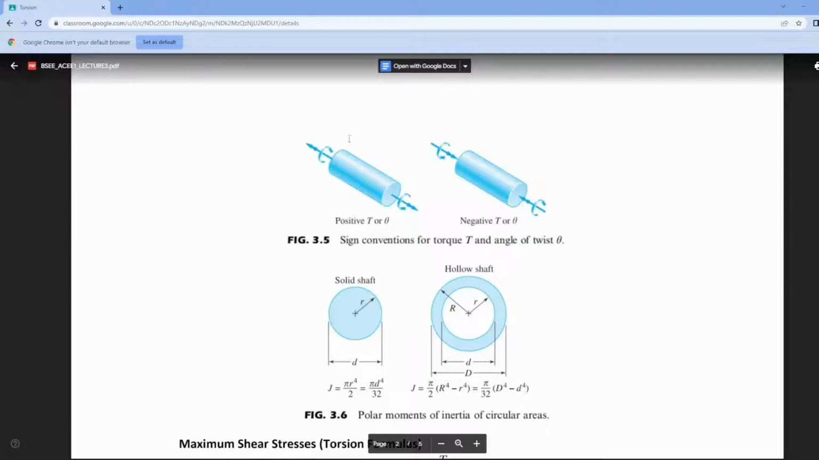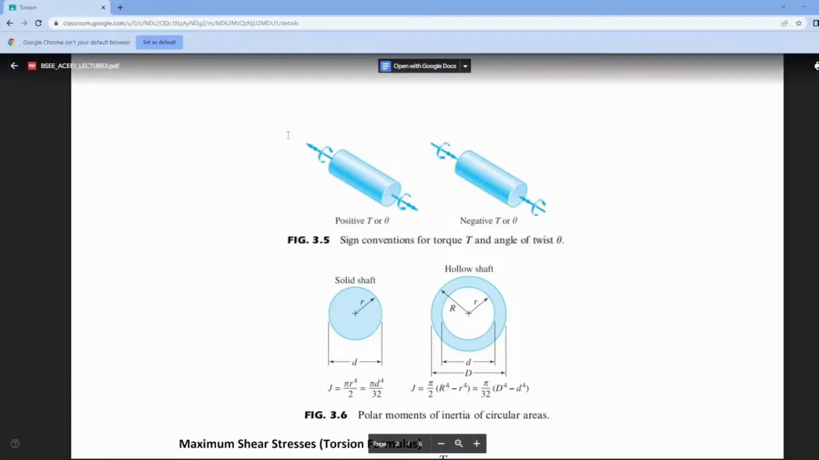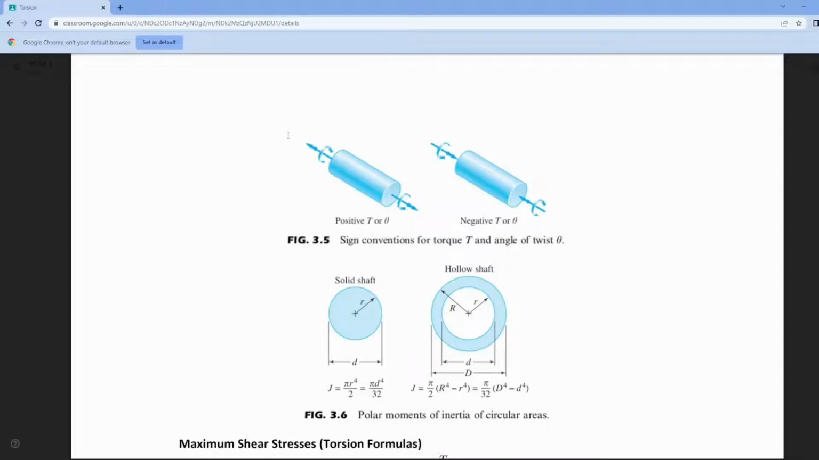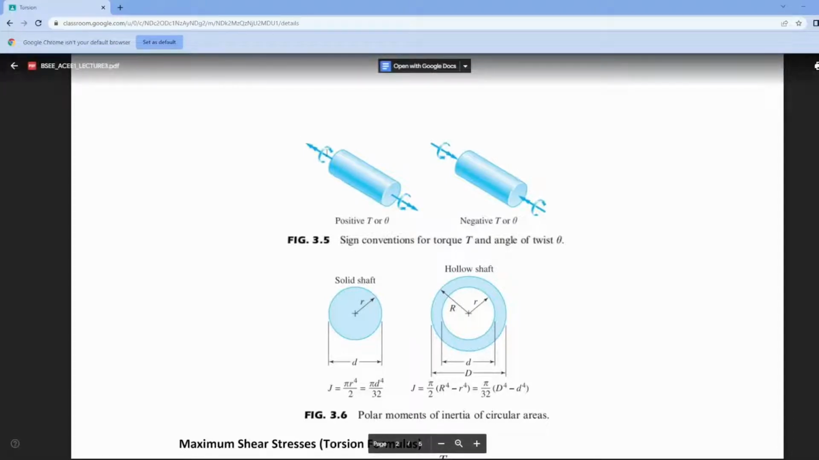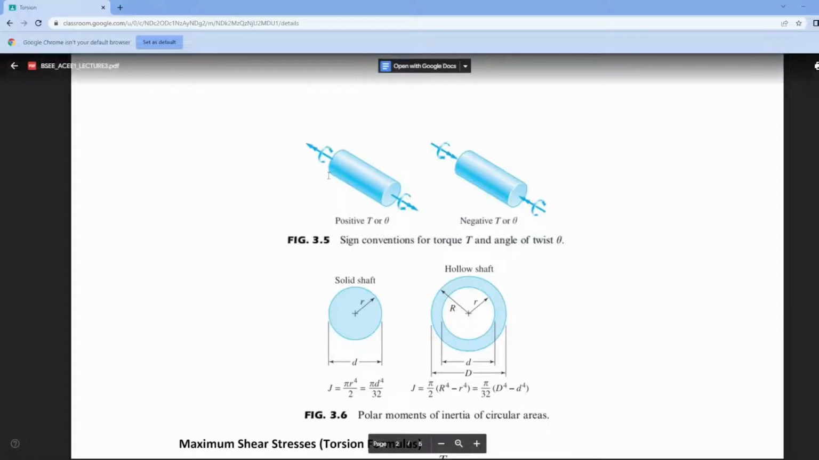Consider this first, no? You see that double-headed arrow? Okay? That is the direction of the torque. If you put your palm down, and then point your thumb like this, you will notice that when you curve your four fingers, when you close your four fingers, the rotation is like this, right? Clockwise rotation. Are you following, guys?